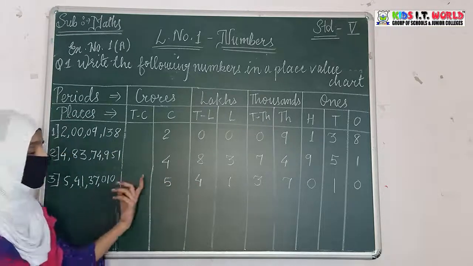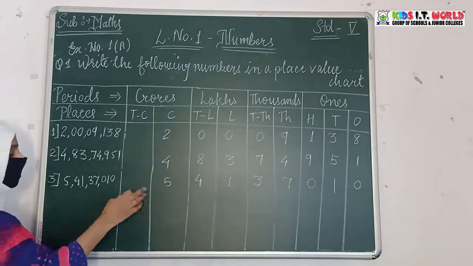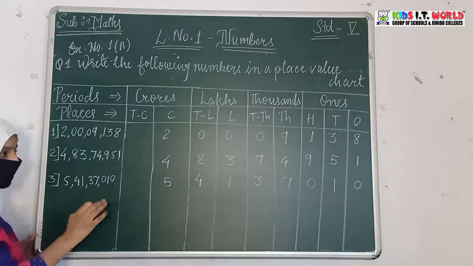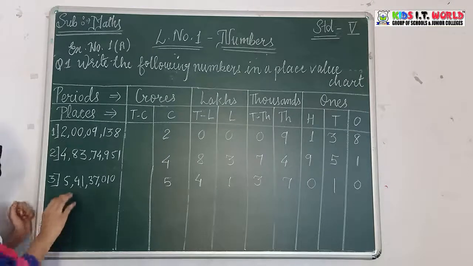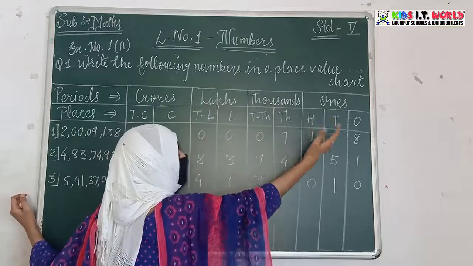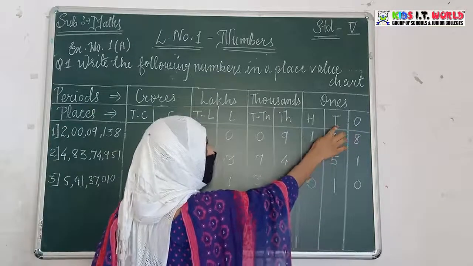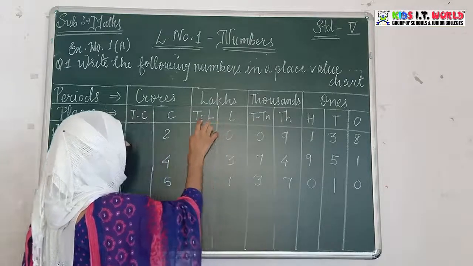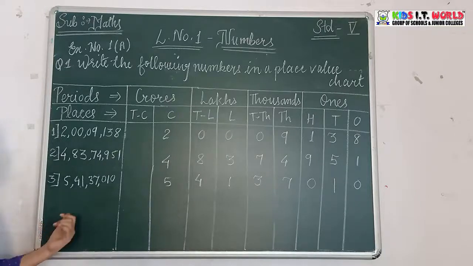Now we have substituted it on the place value chart. Now you can easily read it: 5 crore, 41 lakh, 37,010. So this is all about the Indian place value chart. Whenever you are writing the place value chart, remember these are the periods: crores, lakhs, thousands and ones. And these are the places in these periods: ones, tens, hundreds, thousands, 10,000s, lakh, 10 lakh, crore and 10 crore. In this year, you are going to learn about 7 digits only.